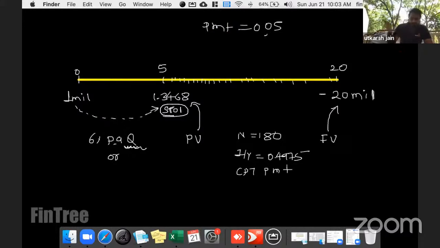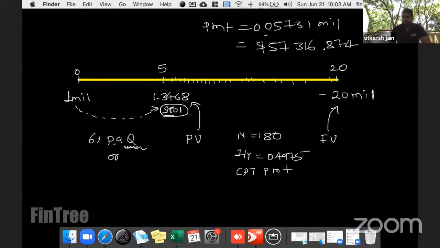0.05731 million. So which means if I just multiply that with 1 million, I'm going to get an investment of $57,316.874. And this is with all the precision because we were able to retain the decimals by making use of the memory function. That is your correct answer.